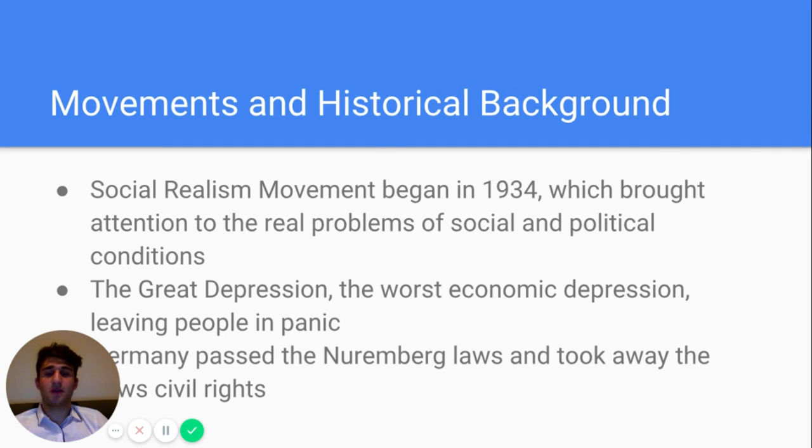Movements and historical background. One of the major movements that was going on during the time he painted this painting was the social realism movement, which began in 1934, and the painting was painted in 1935. And this brought attention to the real problems of social and political conditions, specifically the Great Depression in this case, which was the worst economic depression, leaving people in panic. And Marsh really wanted to show what the people were going through, and he mainly painted just the daily life of people in New York.